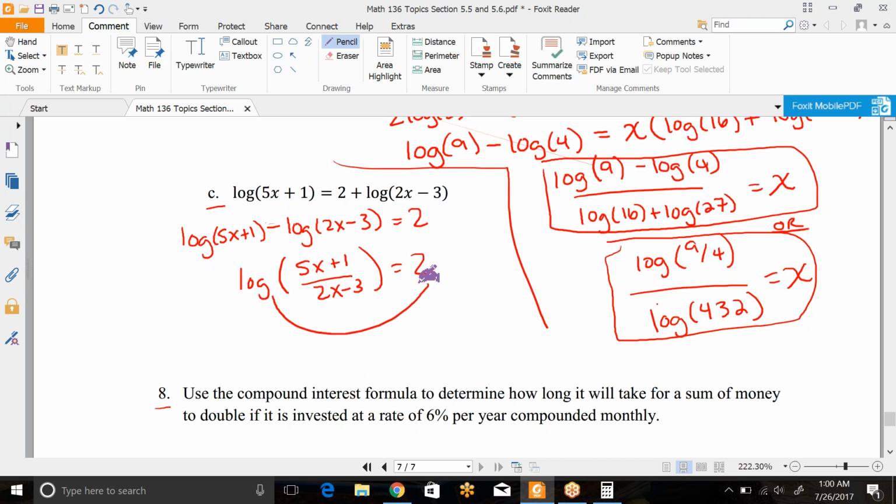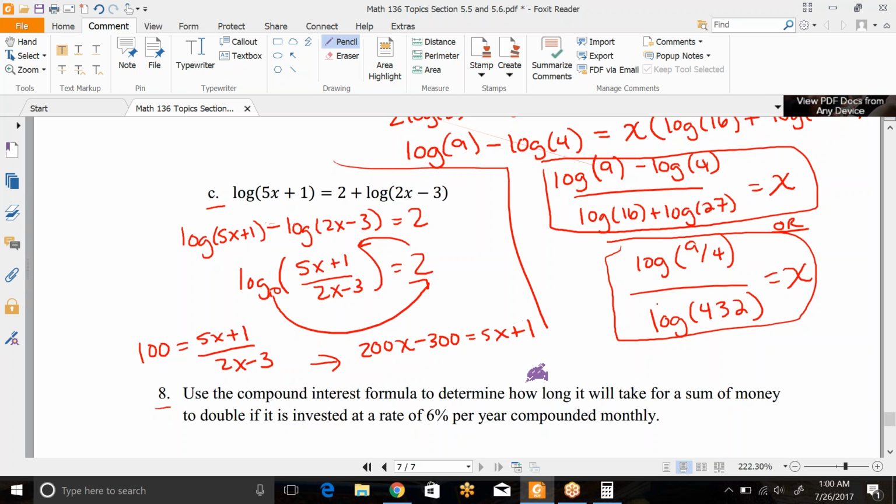And then we have to convert this because there's no log on the other side. So this is going to be 10 because it's base 10. So that's going to be 100 equals 5x plus 1 over 2x minus 3. Cross multiply. We get 200x minus 300 equals 5x plus 1. Subtract that, that'll be 195x. Add the 300 to be 301. I'm getting 301 divided by 195. Now, as long as each of those turn out to be positive, we're good, and I believe that they will. So this is going to be the correct solution for that.